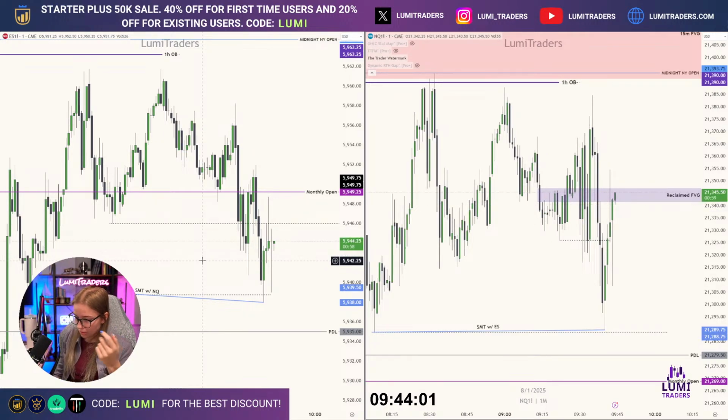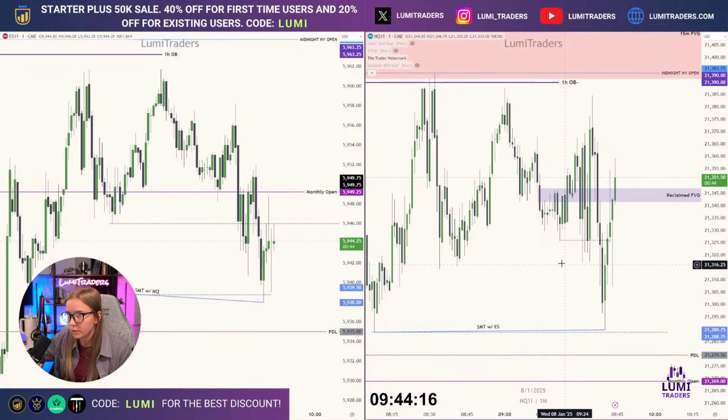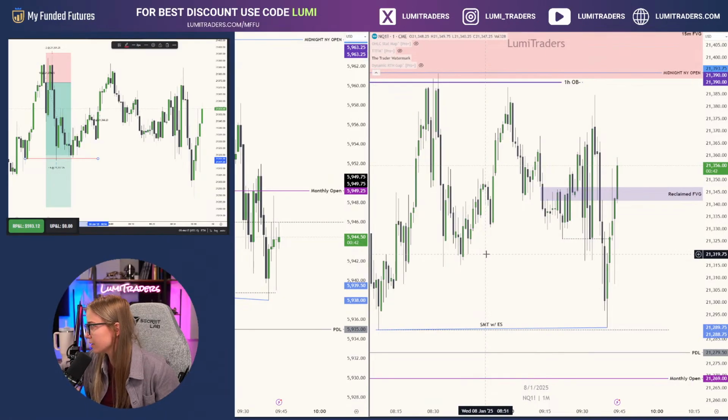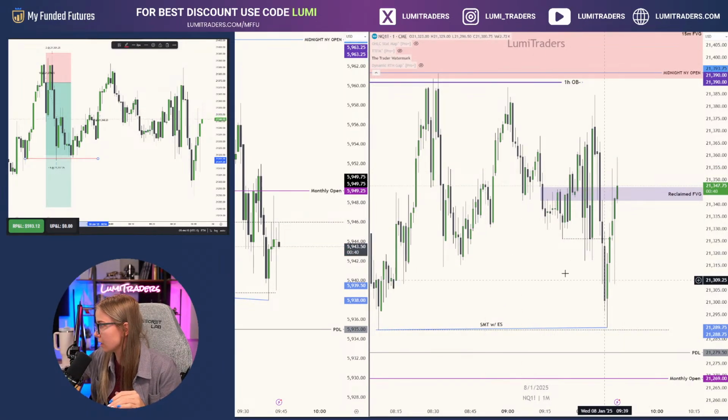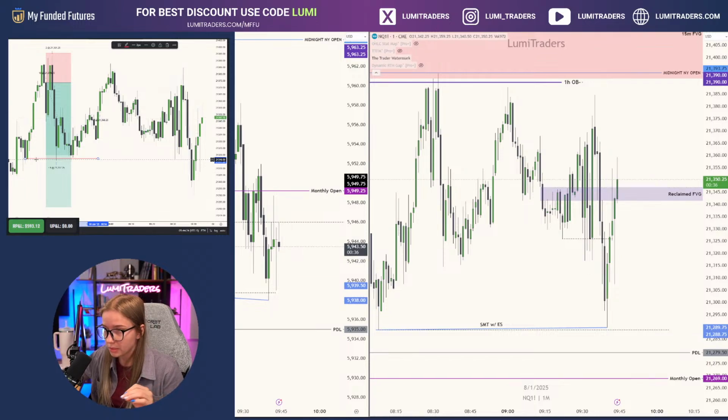As long as ES and NQ are closing below this 1 hour order block, I would like to see a reaction down to take equal lows. These are the equal lows that I actually took, right? It was written at 8 a.m. So these equal lows right here, basically bodies, and then my final target is going to be the previous day low level.